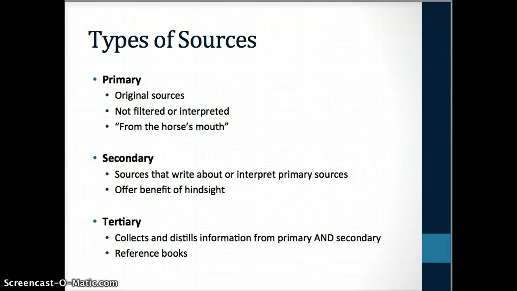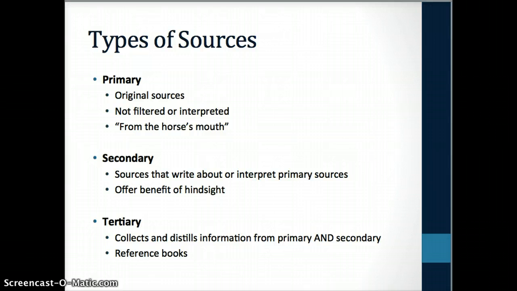Secondary sources are sources that write about or interpret primary sources. We're talking newspaper articles, magazine articles, books, right? The great thing about secondary sources is that they offer the benefit of hindsight. Usually secondary sources are edited, fact-checked, or peer-reviewed.